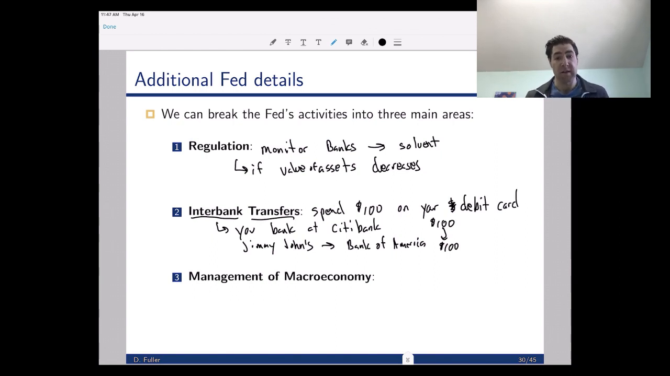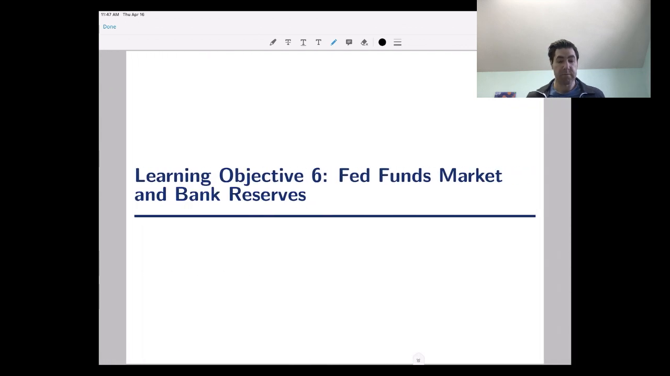So then last but not least, they manage the macroeconomy, and this is that dual mandate. We'll try to understand how the Federal Reserve can use the money supply and a key interest rate called the federal funds rate in order to pursue its dual mandate of low inflation and full employment. And so that'll be our next task here, is to develop that framework that we call the Fed funds market.